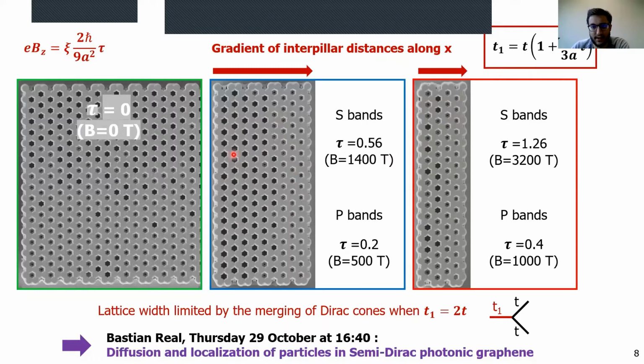We designed several lattices with different gradients. Here you have a microscope image of a non-strained lattice. The synthetic magnetic field here is 0. And here you have the images of two strained lattices that we have studied. You can see that the higher the strain is, the narrower the lattices are. This is because the lattice width is limited by the merging of Dirac cones that happens when the hopping along X is twice larger than the transverse hopping. If you want to know more about this merging of Dirac cones and the exotic transport properties associated, you can watch the presentation of Bastien Real on Thursday.